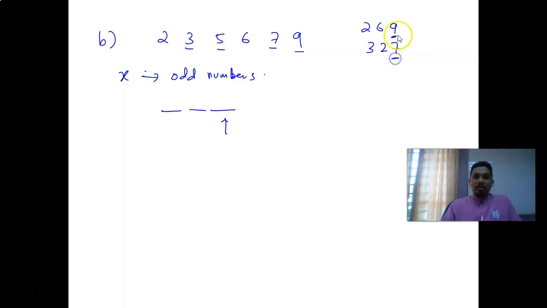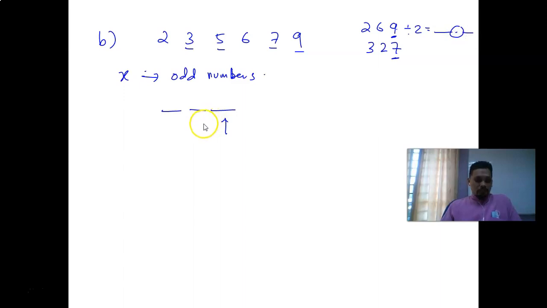Look at this one here. 9 and 7 are examples of odd numbers. 269 is an odd number. 327 is an odd number. Meaning, if we divide 269 by 2, it is not going to give you a round figure, but it gives you a number with a decimal place.